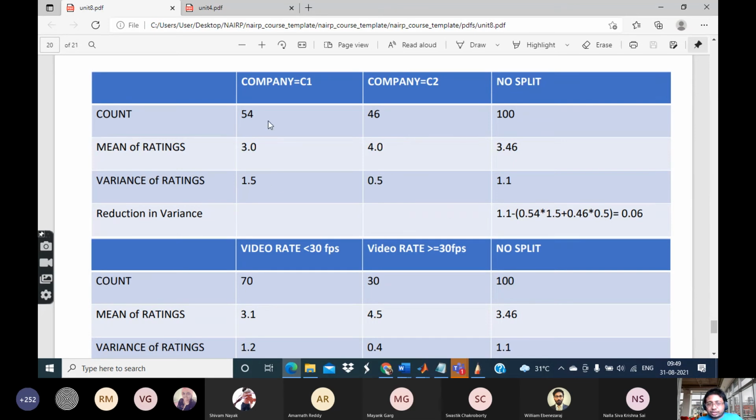So this is the company C1. This accounts for 54% of the examples. So I multiply its variance by 0.54. In case of C2, there are 46%. So I multiply its corresponding variance of 0.5 with 0.46, and I receive the reduction in variance that I observed, which is 0.06.